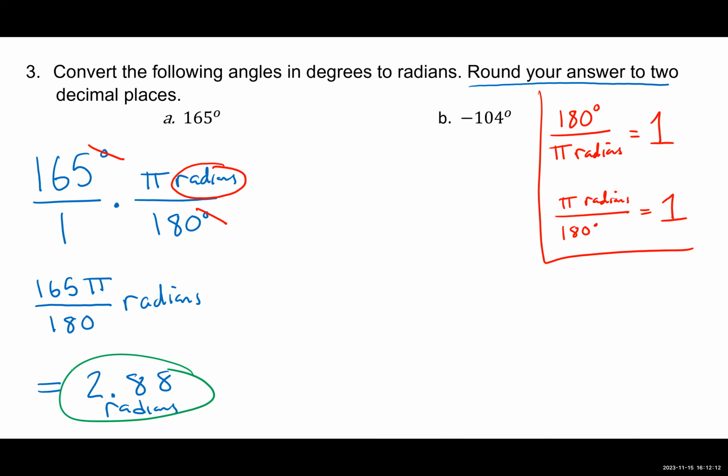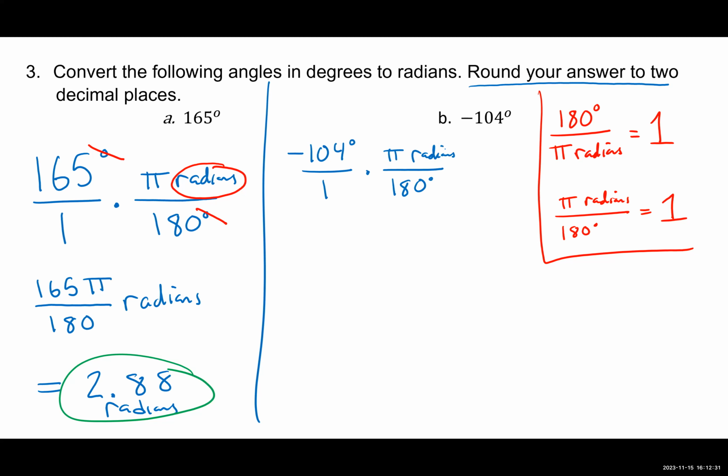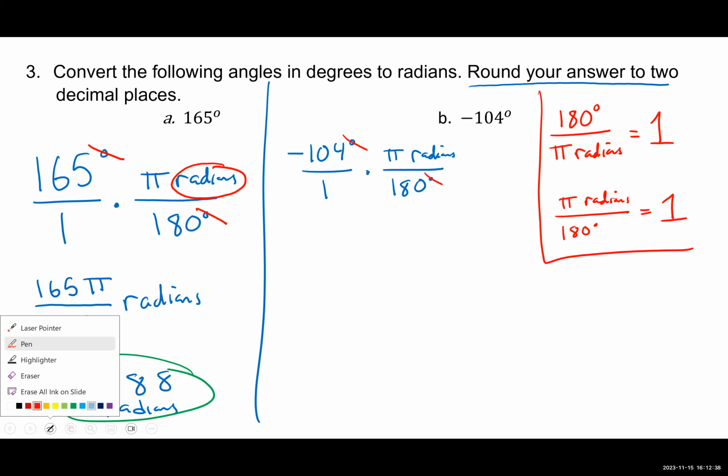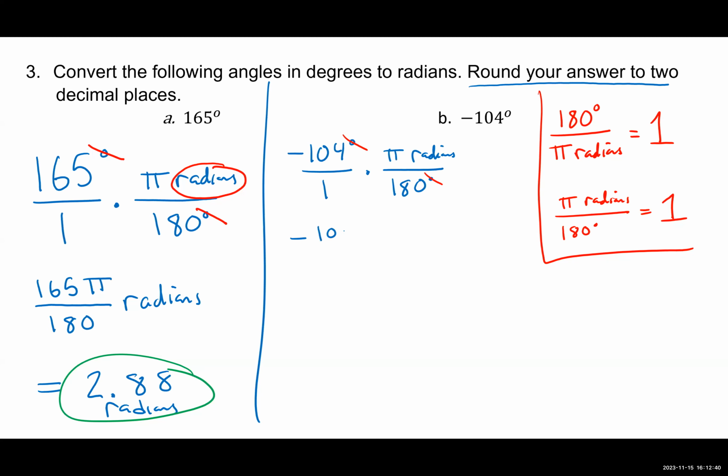...0.88 radians. The same thing with negative 104 degrees. We want to convert that to radians. We'll put degrees on the bottom, radians on the top. Degrees cancel degrees, and so we have negative 104 pi divided by 180.